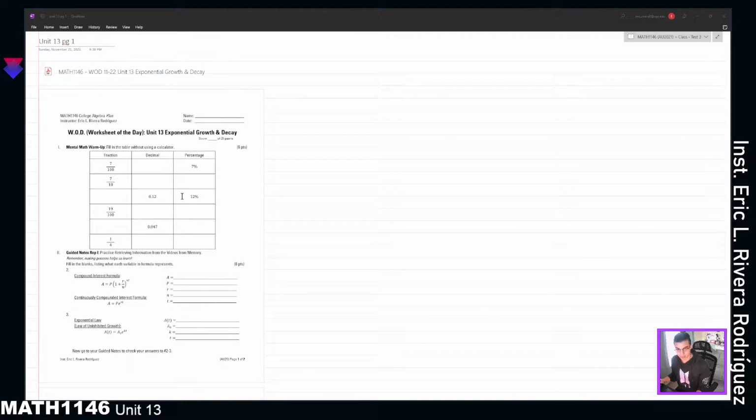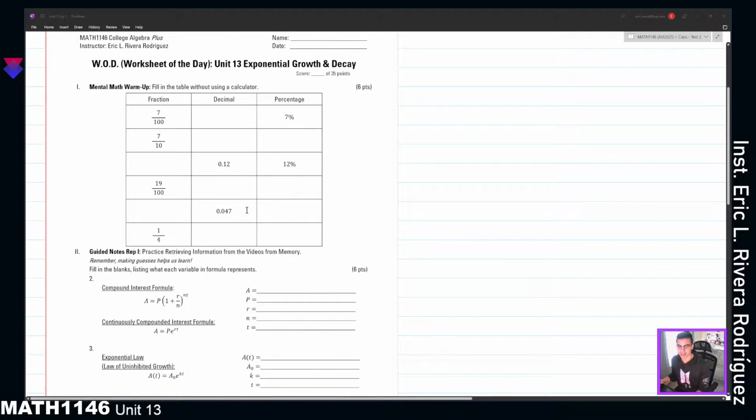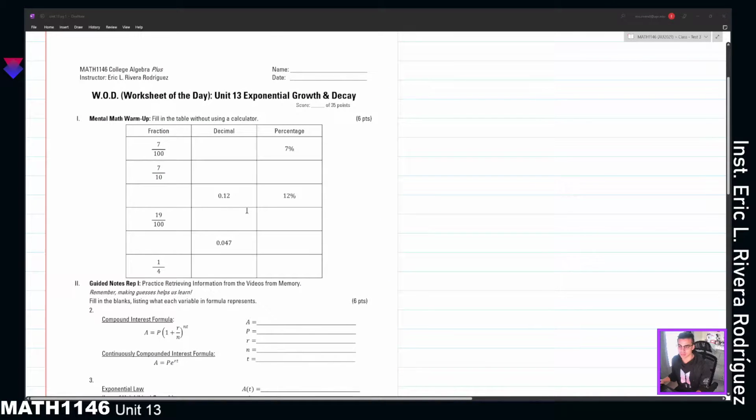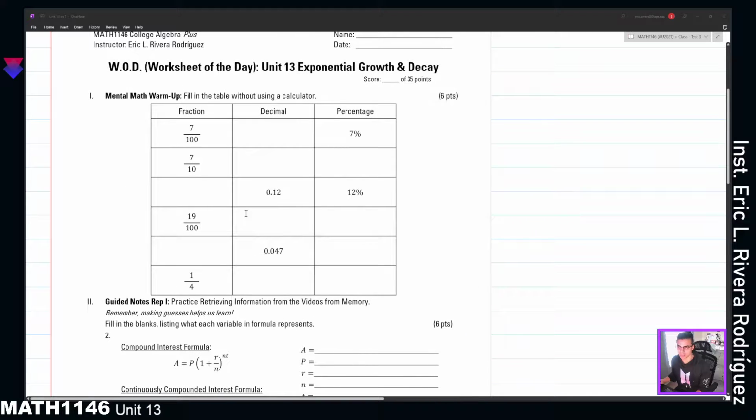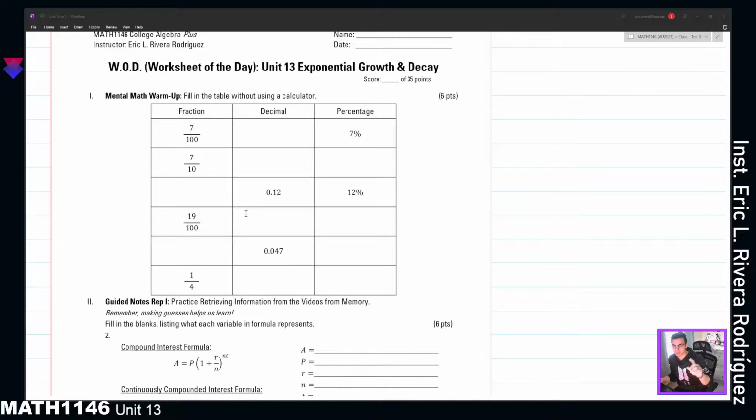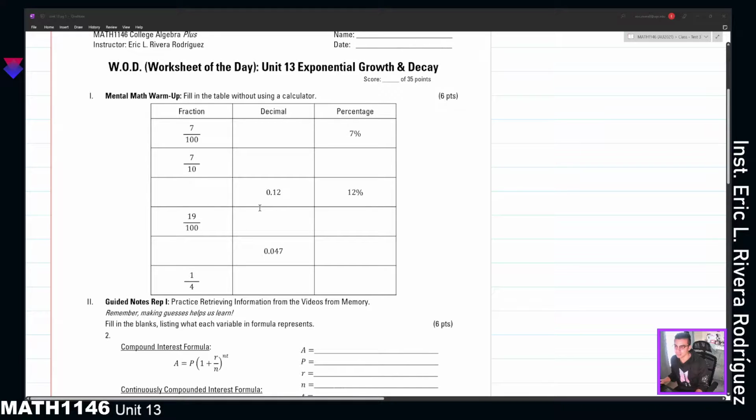So we are working with Unit 13. As a reminder, guiding notes for Unit 13 and Unit 14 are available on Blackboard. You go to our classroom, then you go to guiding notes, and then you are going to see both 13 and 14 there. All right.